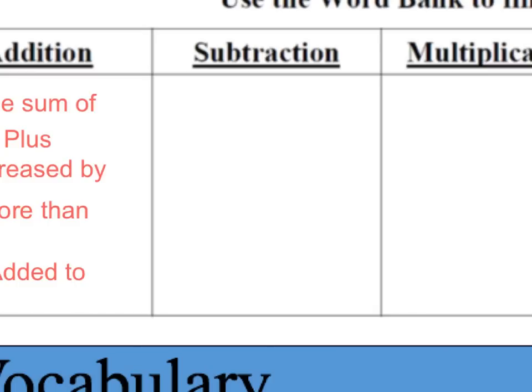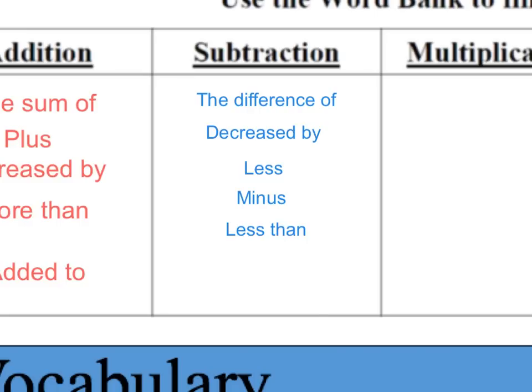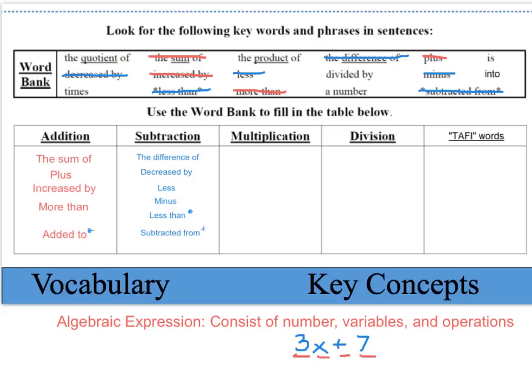Now let's talk about the words that mean subtraction. The difference of, decreased by, less, minus, less than, and I'm going to put a star next to this one because this is a special word. Another special word was added to, so go ahead and put a star next to that. And finally, we have the word subtracted from, which is another special word, so let's go ahead and put a star right next to that. So I went ahead and crossed out all the words we use for subtraction.